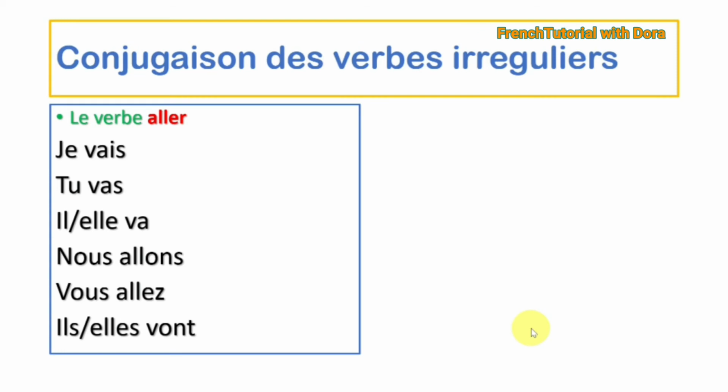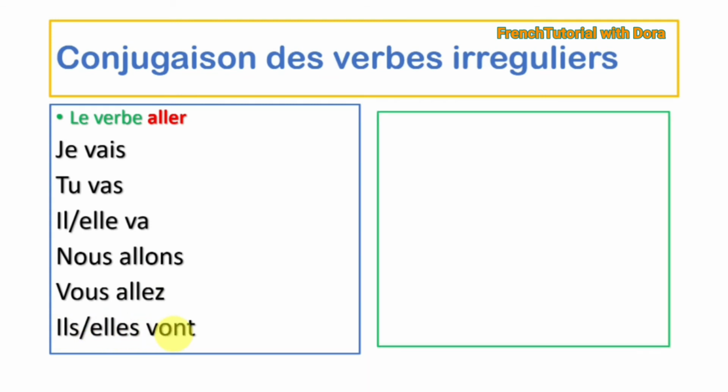The verb aller, that's the verb to go. And don't forget we are conjugating in the present indicative. So this means I go, je vais, or I am going. Je vais, tu vas, il va, elle va, he goes, she goes, nous allons, we are going or we go. Vous allez, you go or you are going. Ils vont, elles vont. Très bien.